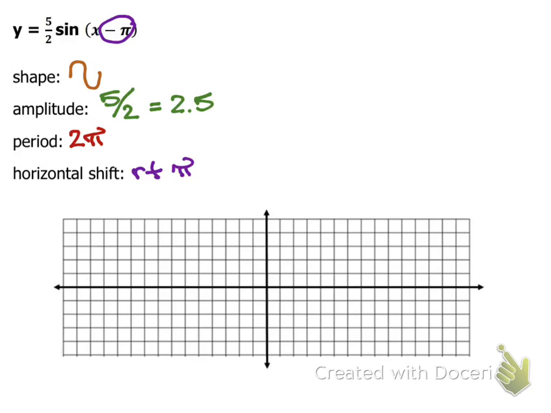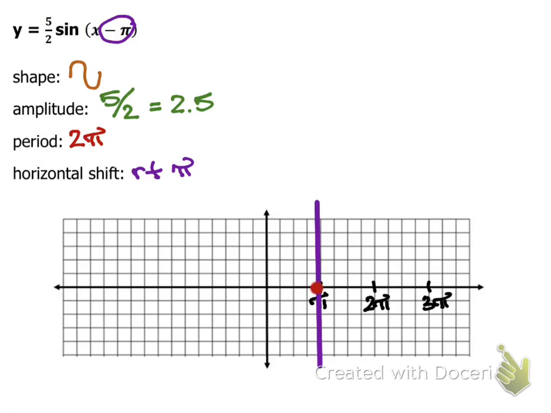Just like the last type we did, now we need to pay attention to what our scale might be. We have a period of 2 pi and we're moving right pi. So let's let 4 boxes be pi. Now, we will start by graphing our new y-axis, which is right pi. There's my new y-axis. Now I'm ready to graph.